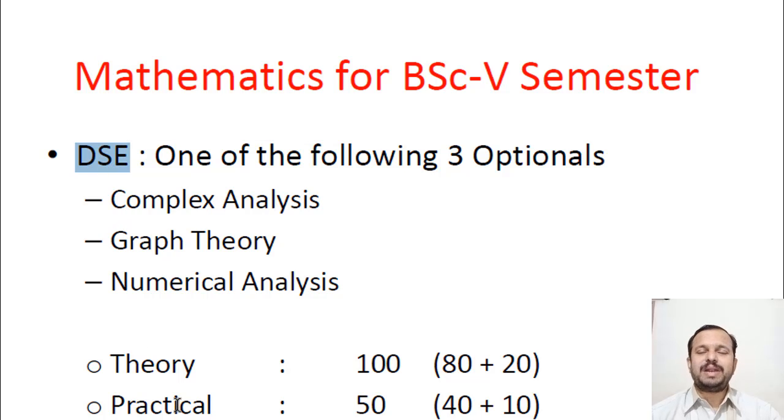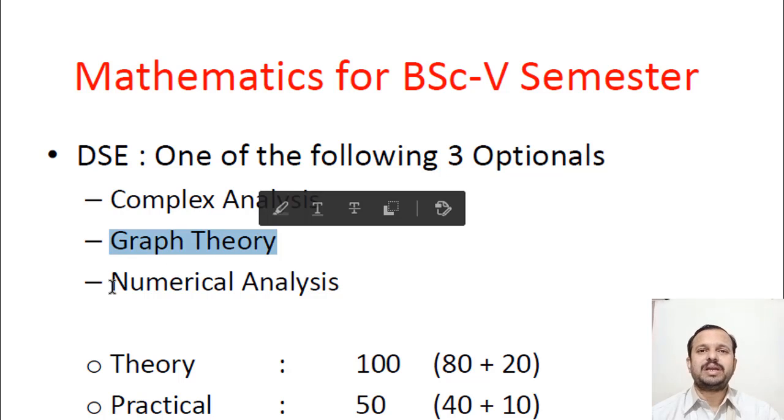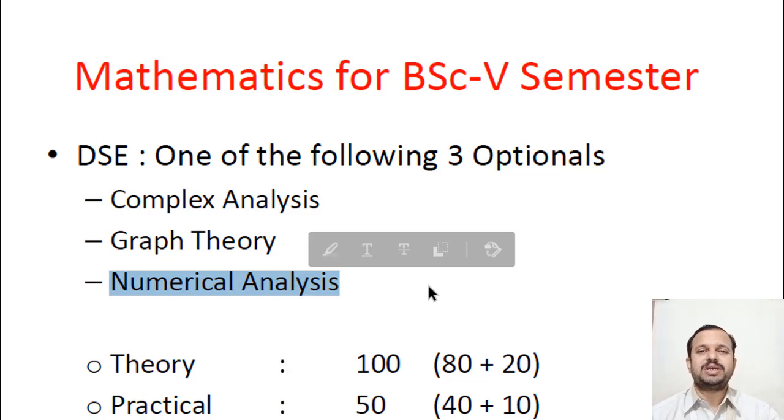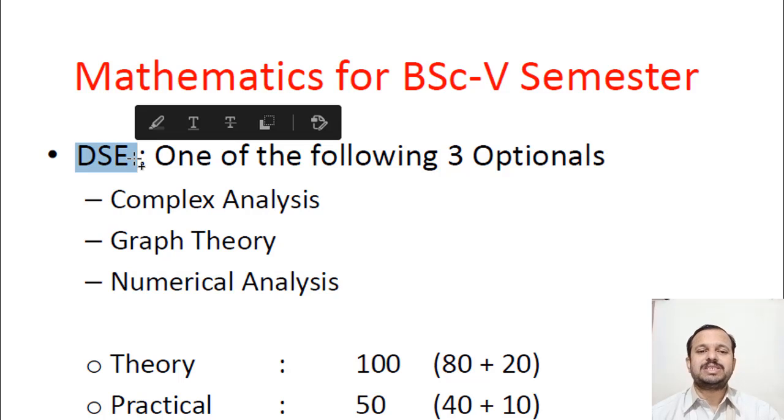So as far as mathematics is concerned, there will be three optionals. You can choose one among these three optional papers. So either you can choose complex analysis or graph theory or numerical analysis. Whichever you want, according to your interest, you can choose one of these papers for your study as a main paper, that is DSE in the BSc 5th semester.